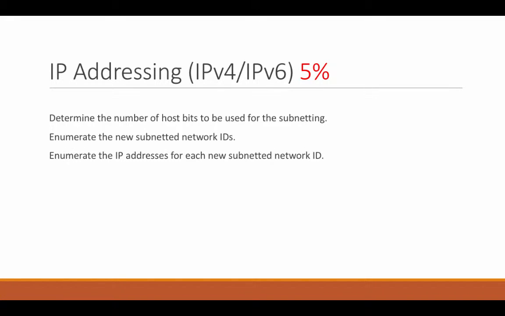So although the conceptual notation of subnetting by utilizing host bits is a bit straightforward, the actual mechanics of subnetting are a bit more complicated. And subnetting requires a 3-step procedure. You need to determine the number of host bits to be used for the subnetting. You need to enumerate the new subnet network IDs and enumerate the IP address for each new subnet network ID.